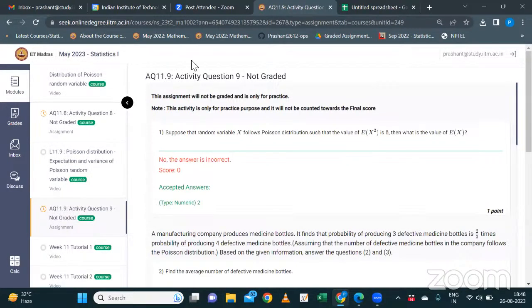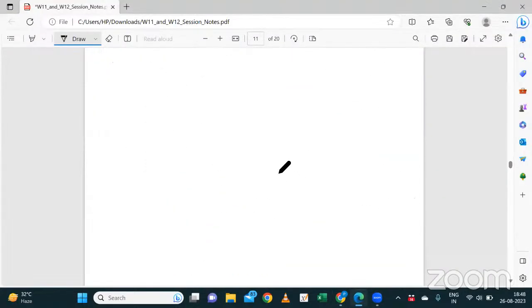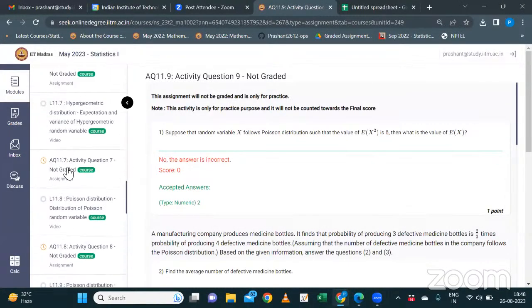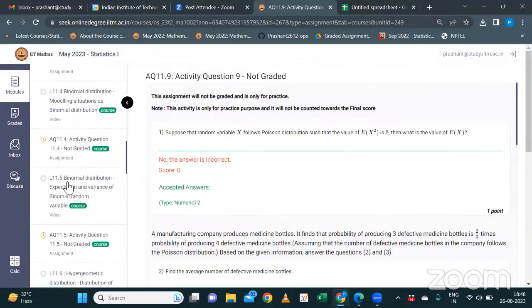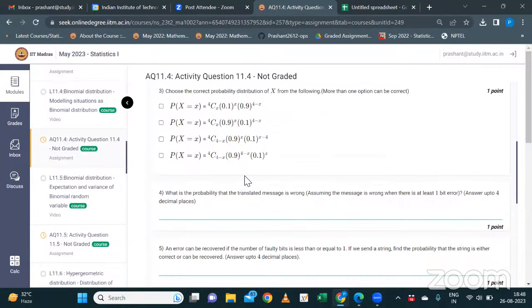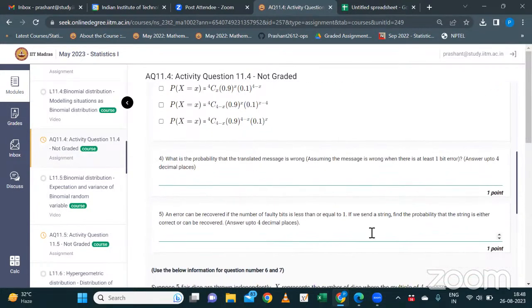Okay. So let's move to the week 12 concepts. Sir, I have one doubt. Yes, please. In 11.4, question number 5. I think you have posted it on the chat box, right? Yes. Okay, no problem. Question number 5.